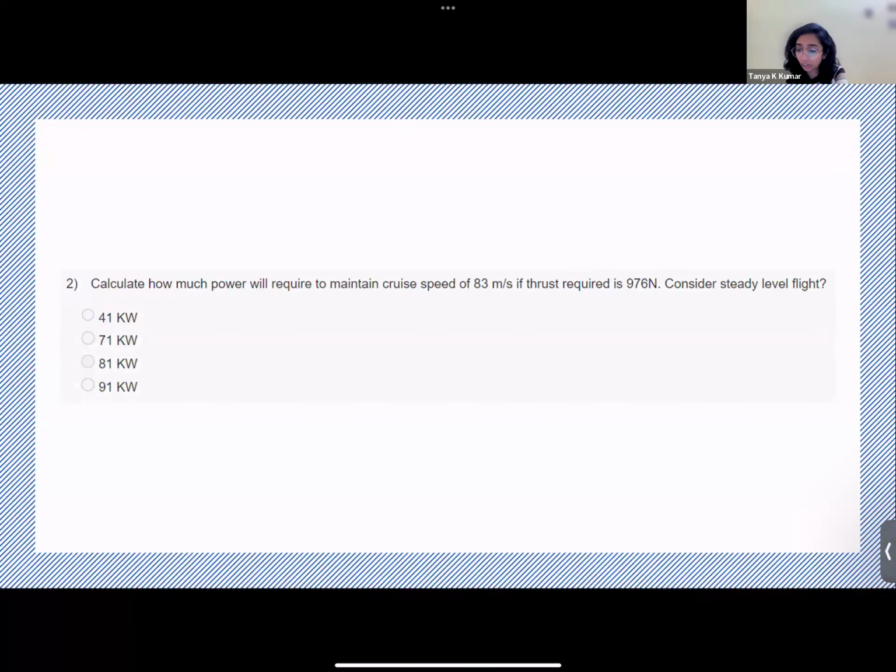Next question: calculate how much power will be required to maintain a cruise speed of 83 meters per second if the thrust required is 976 Newton. This is a straightforward question. They've given you thrust, they've given you velocity, and they've asked you to find power. What is the equation for power? Power required equal to? Power equal to T V, correct.